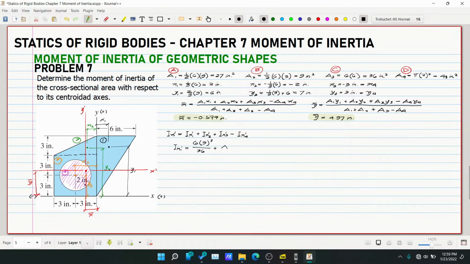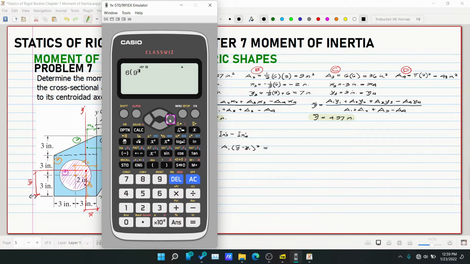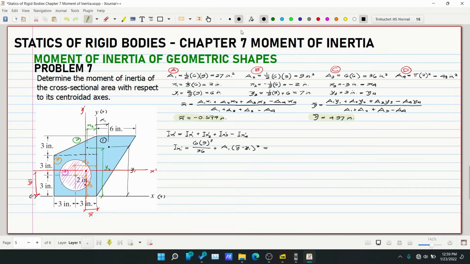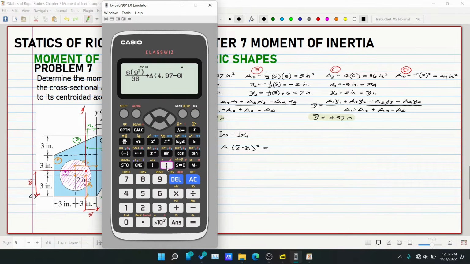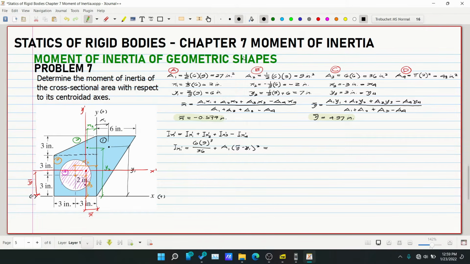Then, plus the area. Okay, area 1, multiplied by, okay, so since sa X prime tayo, ang gagamitin natin ng mga distances is Y. Okay, so Y bar minus Y1 squared. Okay, so 6 multiplied by 9 cube over 36, plus area 1 is alpha A, multiplied by Y bar, 4.97 minus Y1, which is 6, squared. So, 150.14.